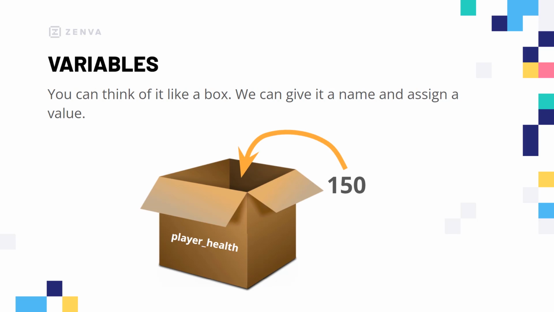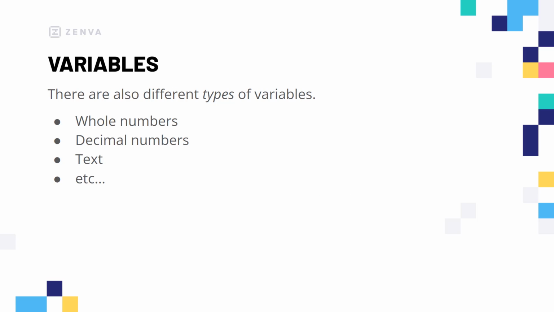Now, you can think of it like a box. We can give a variable a name and assign it a value. And at any time, we can try and find the box that might say player's health, and inside of that, we have a value, a number for example, and we can look at that number so we know what it is. We can also change it, add to it, subtract it, multiply it, pretty much anything we want to do with it. And there are also different types of variables: whole numbers, decimal numbers, text. There are a bunch of different variable types that we will be going over. So let's hop over into Godot and have a look at how we can start creating some variables.